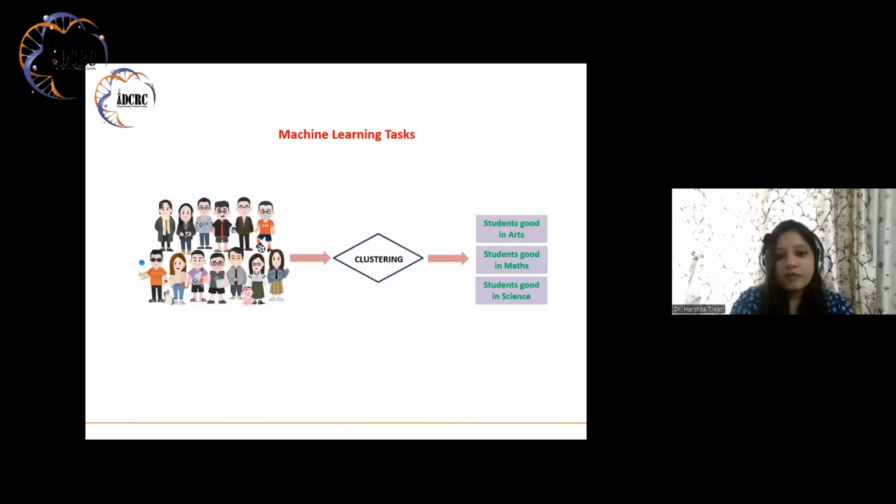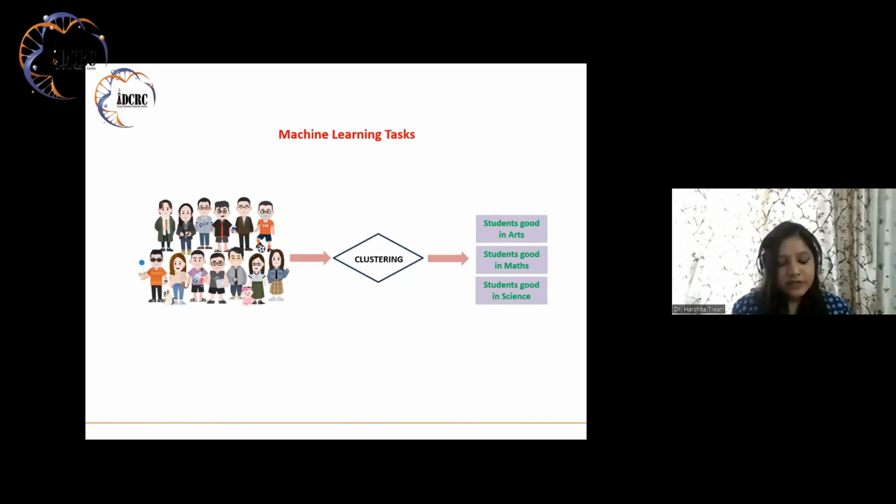Then it can perform the clustering task as well. Suppose we have a class of students who have different properties. Some are good in arts, some are good in music, some are good in maths, or some can be good in science. So with the application of clustering, we can group the students who are good in arts, who are good in maths, or who are good in science. So this is basically the grouping of students based on particular traits. So till now we have learned that machine learning can perform three kinds of tasks.